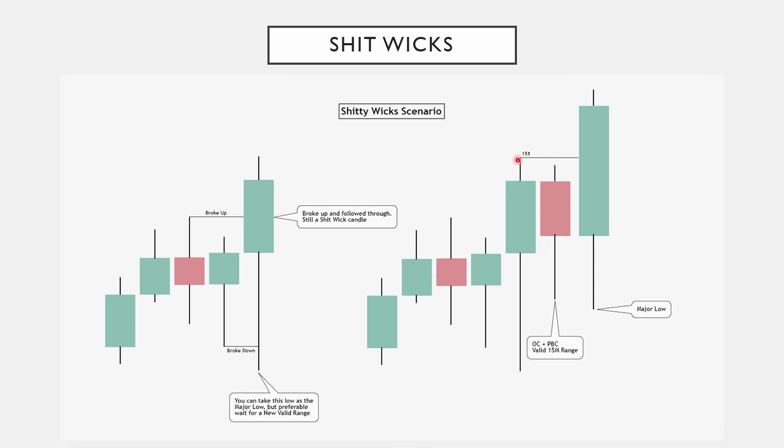Okay, so here is that high of that shit wick. The market makes both an opposite candle and a pullback candle. So right now this turns into a valid range high that when it's broken, we're going to find the valid range low. And right now we have our structure. Okay, so hopefully that makes sense.